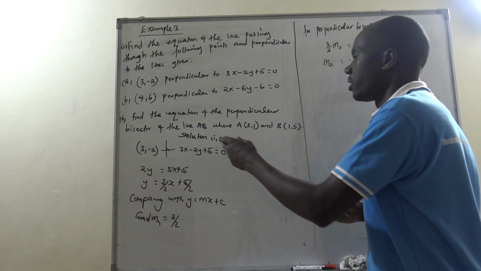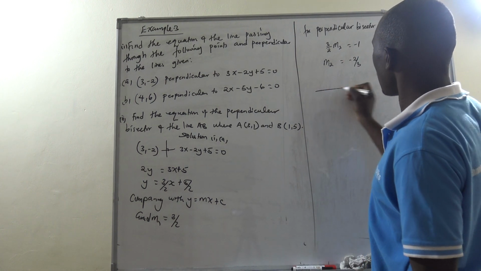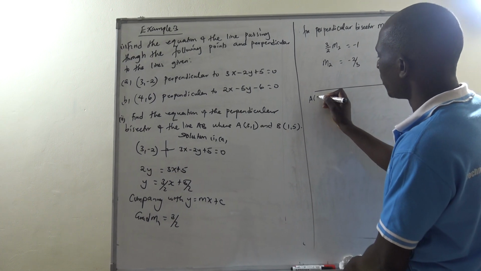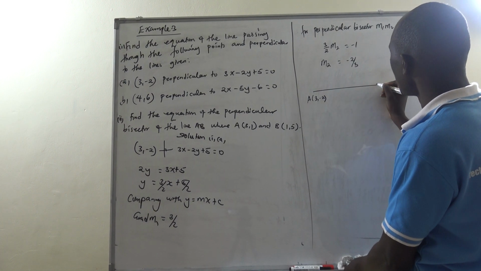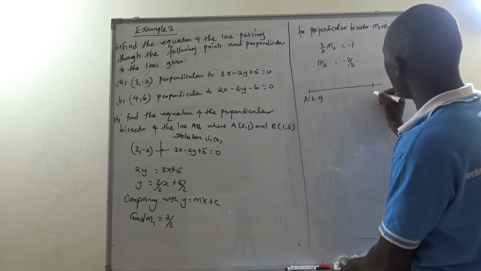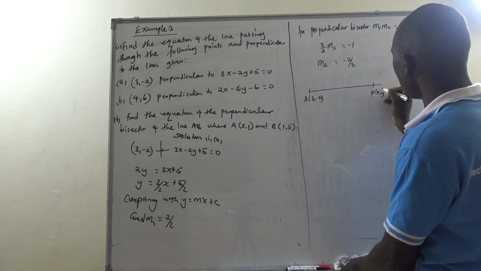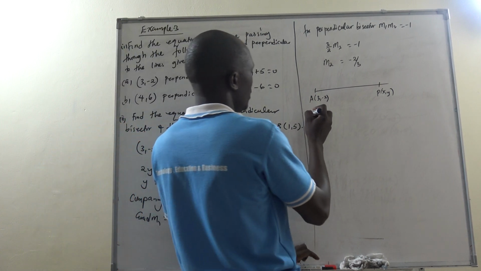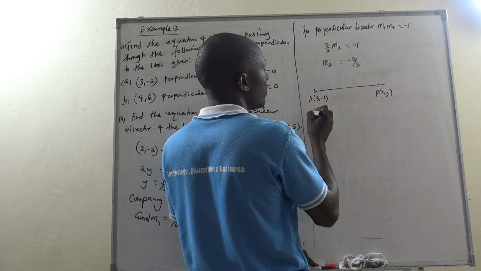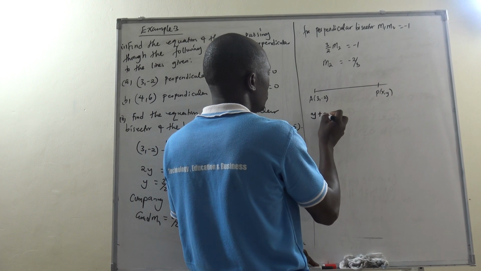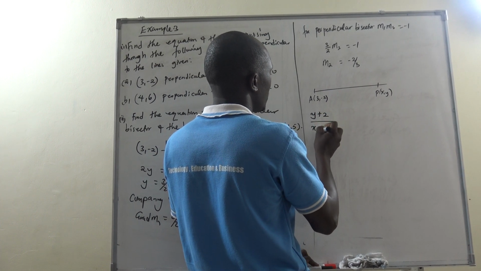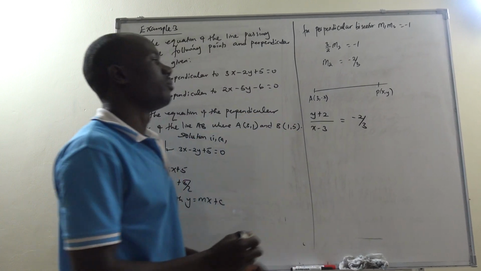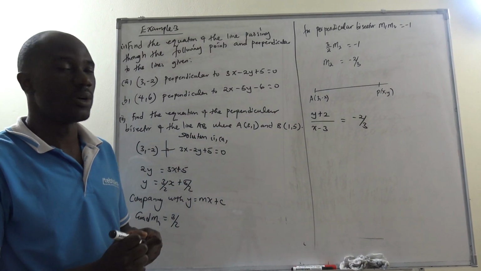Now we have already got our point. Call it A, which is (3, -2), and I can call another point P, (x, y). How do we get the gradient of this? Gradient is given as change in y over change in x, which becomes y plus 2 over x minus 3, which is equal to -2 out of 3, because they said it's perpendicular, that's why we're equating to that.